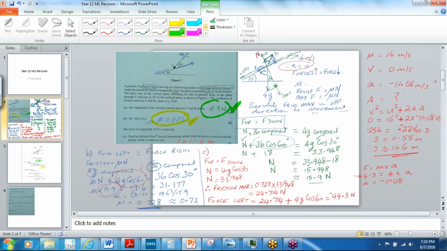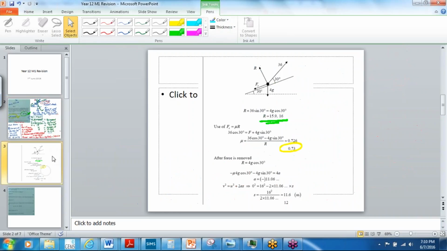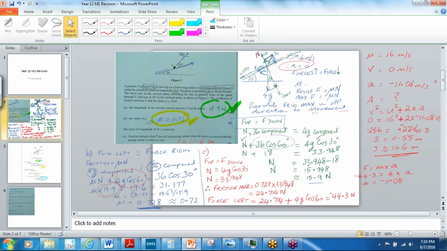And finally, S, our distance after the force is removed, they've said 11.6 meters or 12 meters. We've said 11.6 meters. So we've got these three parts correct. Hopefully this explanation has been of assistance. I'd like to move forward into the second question.